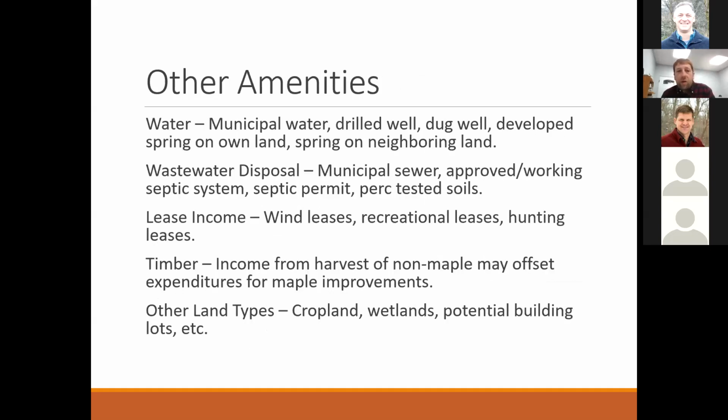Other amenities that we'll consider are whether there's water developed to the site, or if there is a spring on the land, spring on neighboring land. What's the wastewater disposal capacity? I am mapping properties to find out what their soils are and where the likely septic capacity is, permeable soils.